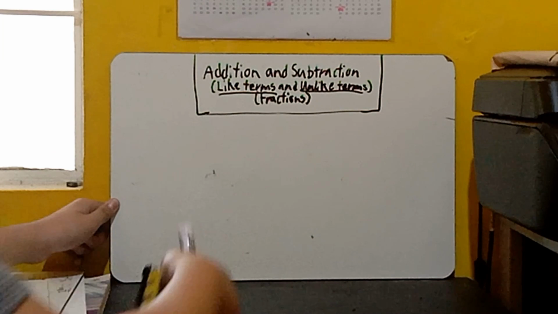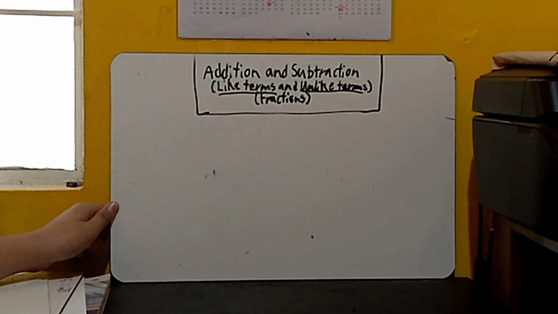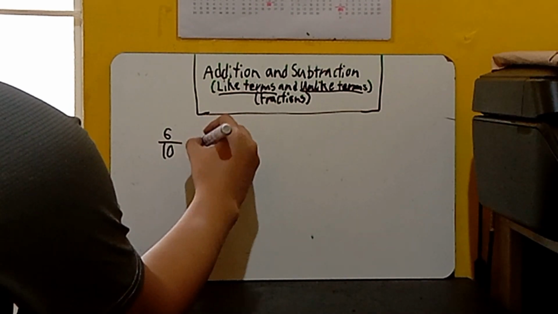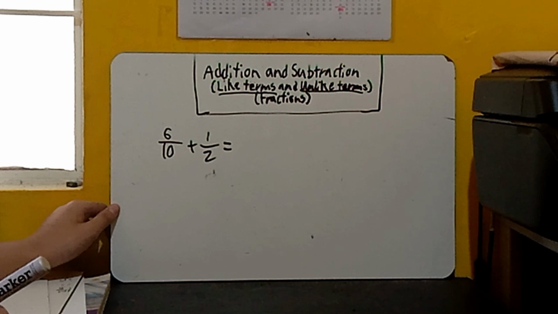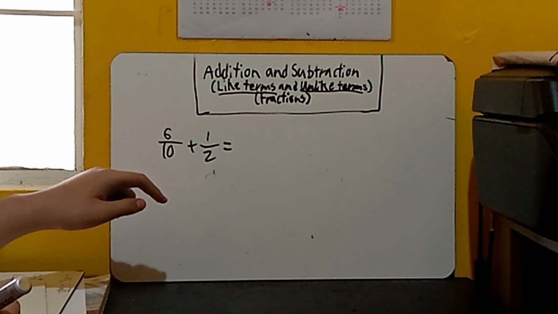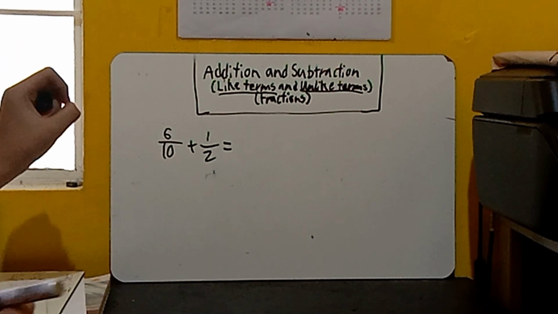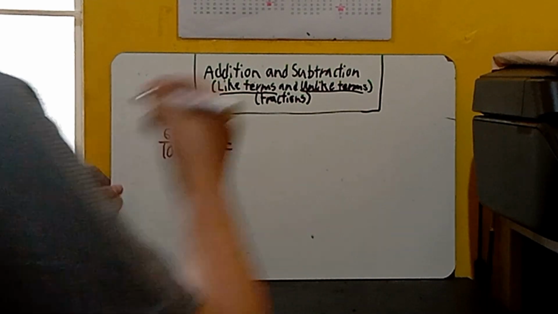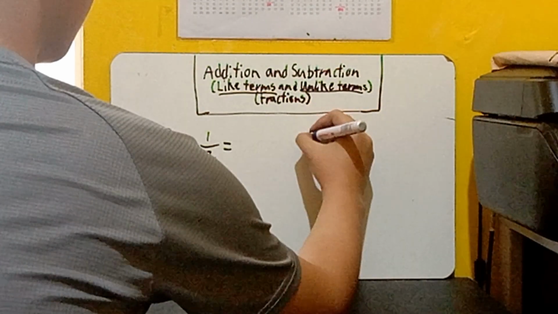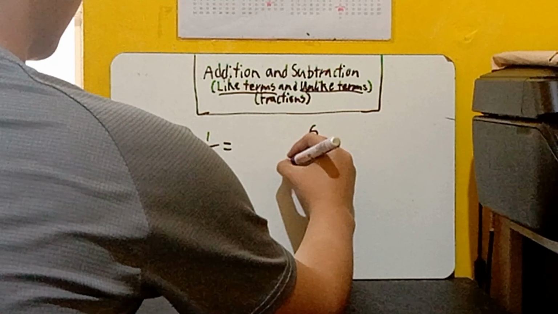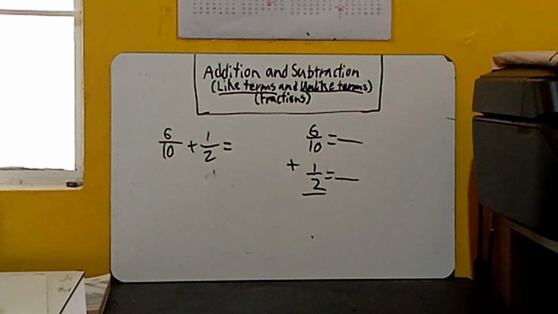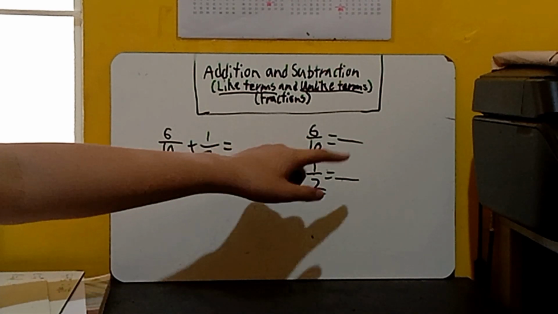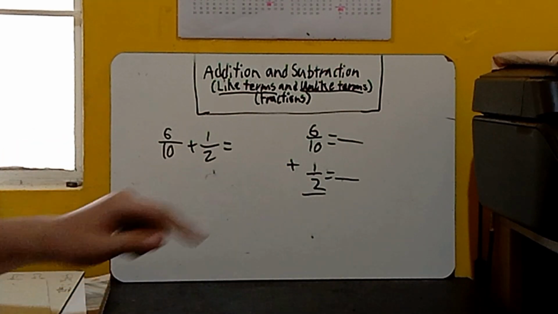Now let me give you a problem over here. Let's see, what problem? 6 over 10 plus 1 half. We're gonna do this in a column so it's easier. So what's the least common denominator of these two?